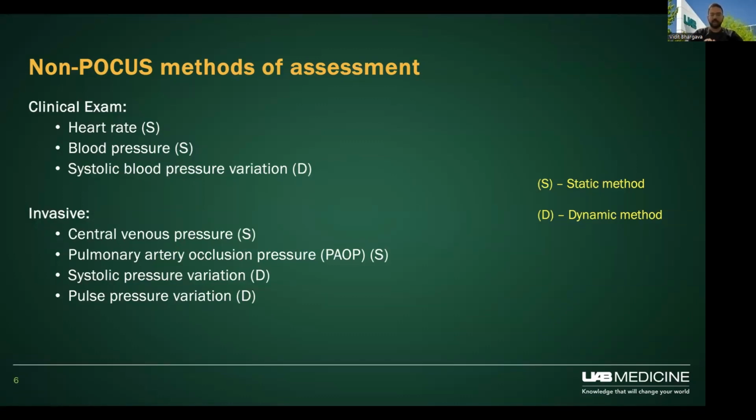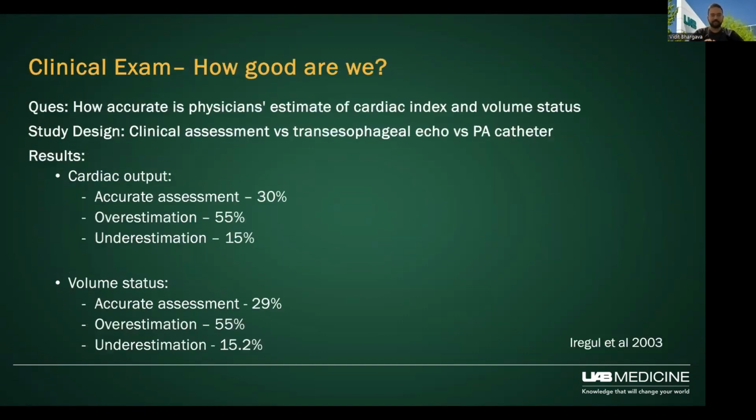There is the pulmonary artery occlusion pressure, systolic pressure variation, and pulse pressure variations as well, which are used as other methods. And let's look through a little bit of these and what the evidence around them is. So the first thing is, why is clinical exam not good enough? Or why is clinical exam not sufficient to be able to determine volume assessment?